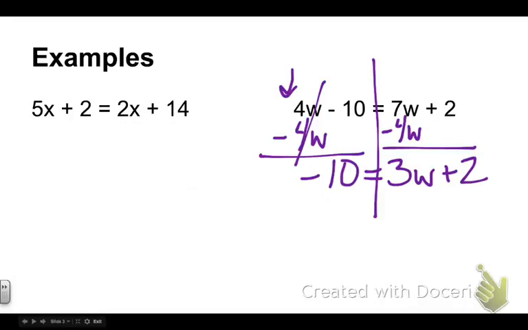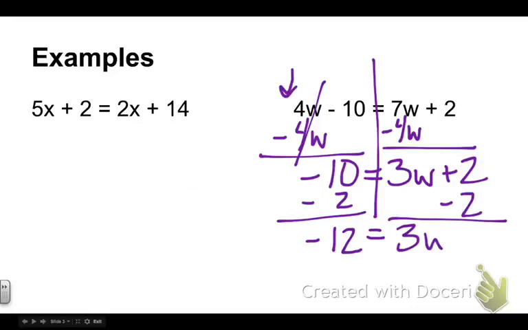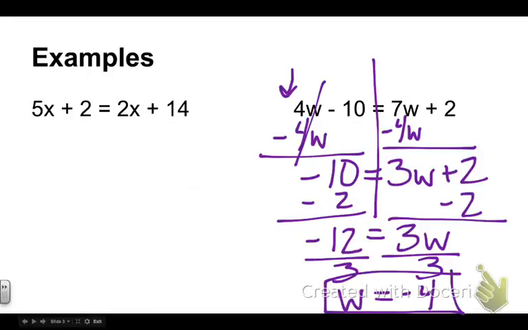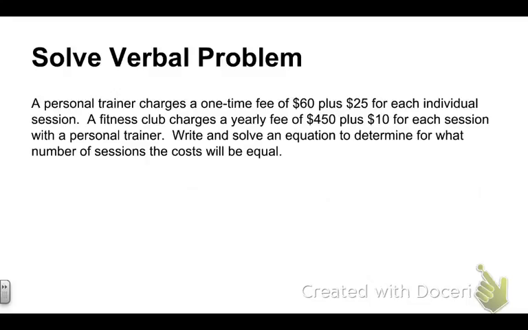Get rid of whatever's being added by subtracting. That's going to give us negative 12 is equal to 3w. W is being multiplied by 3. The inverse is dividing by 3. And then I'm going to get in good habits. I want that variable to go first. So I'm going to put w equals, and negative 12 divided by 3 is negative 4. All right, we're going to do a lot of those in class, but I know you're going to be very successful with that.